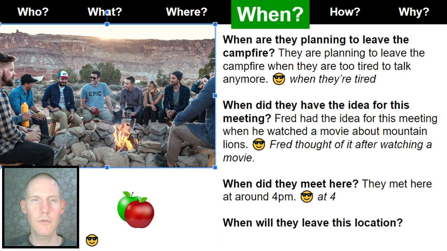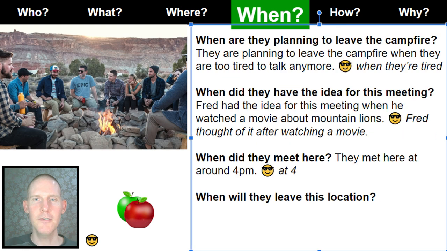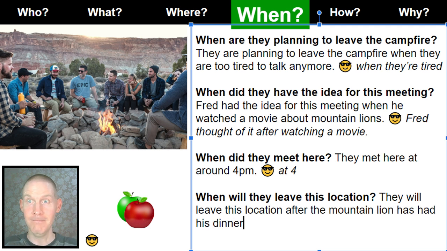When will they leave this location? See, I have to make a little bit more room. Move that over. Ooh, I love Google Slides. Okay, when will they leave this location? They will leave this location after the mountain lion has had his dinner. We don't know if that dinner is going to be the people or the food they brought. Ooh, interesting. Okay, let's do a short answer. They will leave this location after the lion eats.